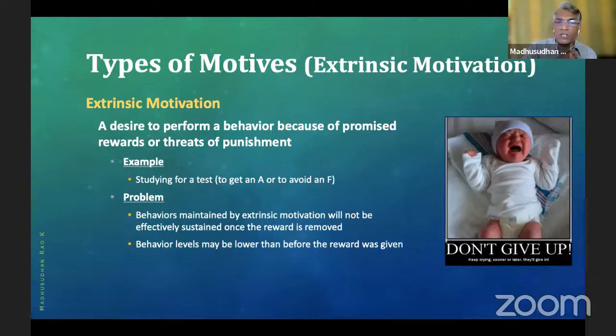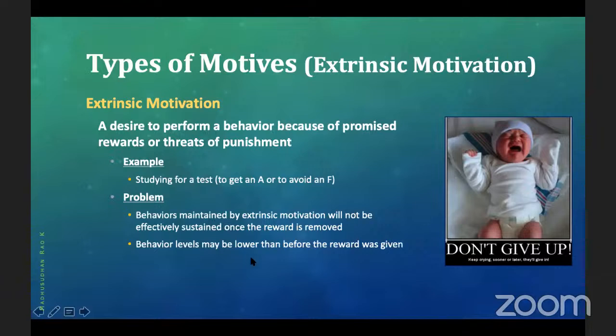If grades are removed, what will happen? Will you have the same zeal to study? No. That is why behavioral levels may be lower than before the reward was given. Unless and until you want to study, you will not study. If somebody is aiming for grades, definitely they will read. Otherwise, if grades are removed, then who will study? We are going to pass anyway. That is the reason we are having grades.